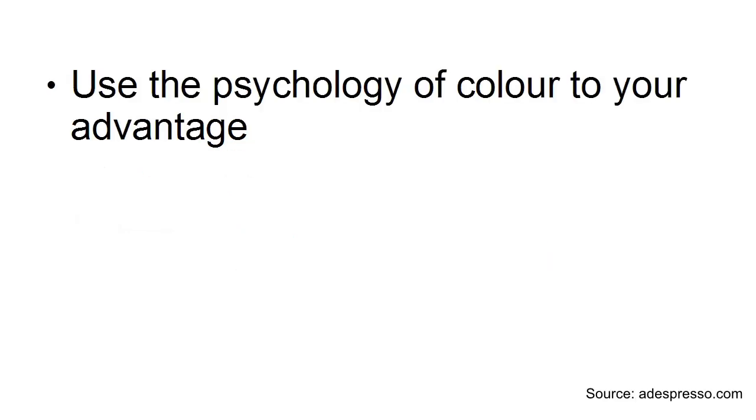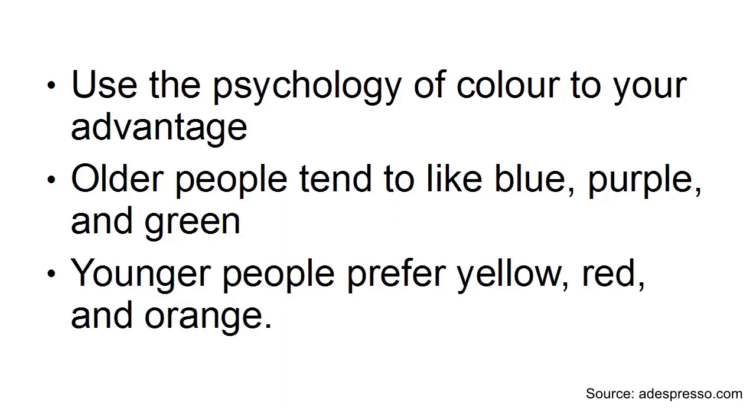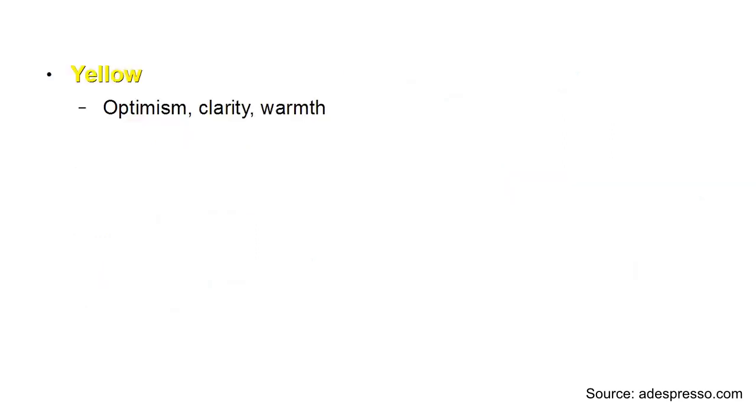You can also use the psychology of color to your advantage. And this is something that works on a subtle, subconscious level. Studies have proven that older people tend to like blue, purple, and green, whereas younger people prefer yellow, red, and orange. So you can build this sort of thing into your advertisement. In fact, you can take it a step further because different colors tend to relate to different things. For example, yellow tends to convey optimism, clarity, and warmth.